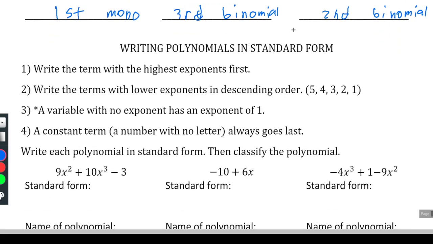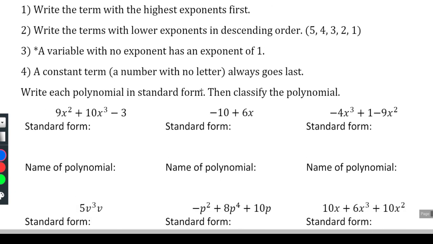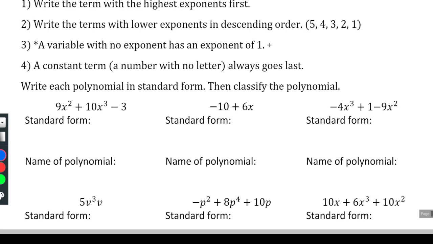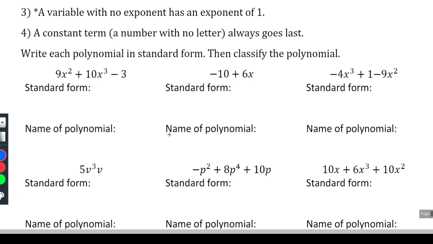Alrighty. So next we're going to talk about writing in standard form, which is how you'd want to see it, but we're not always going to see it. So we want to put the highest exponent first and write it in descending exponent order. A variable with no exponent has an exponent of 1, and a constant term, a number with no letter, always goes last, which is just an exponent of 0. So for a little practice writing in standard form, we always start with our largest exponent, so we'd have 10x cubed. Then we work our way down. We would have 9x squared. And our last term, minus 3.